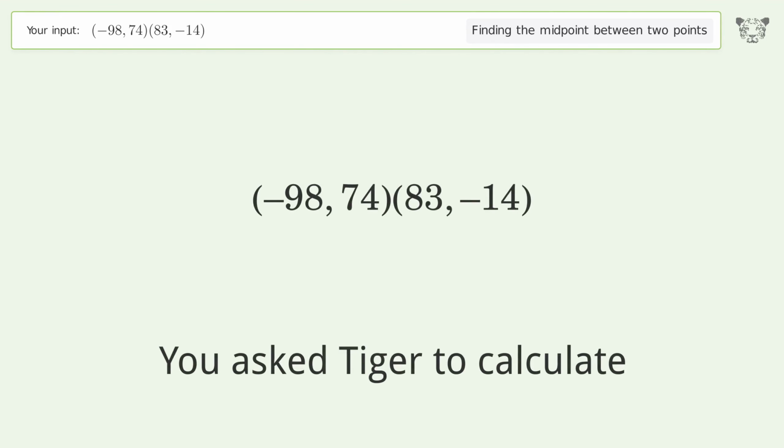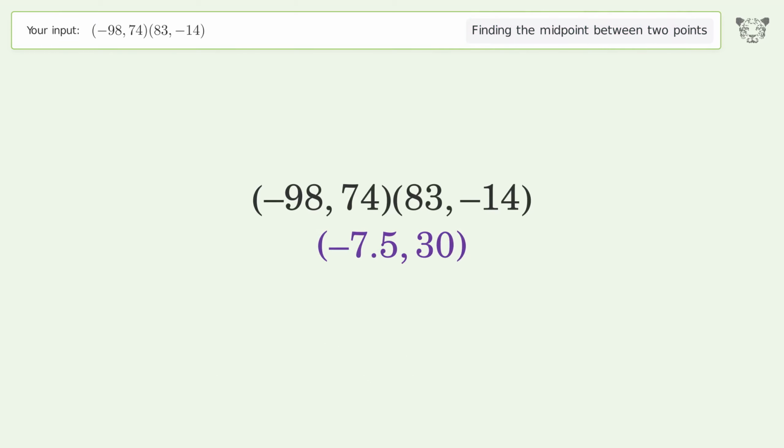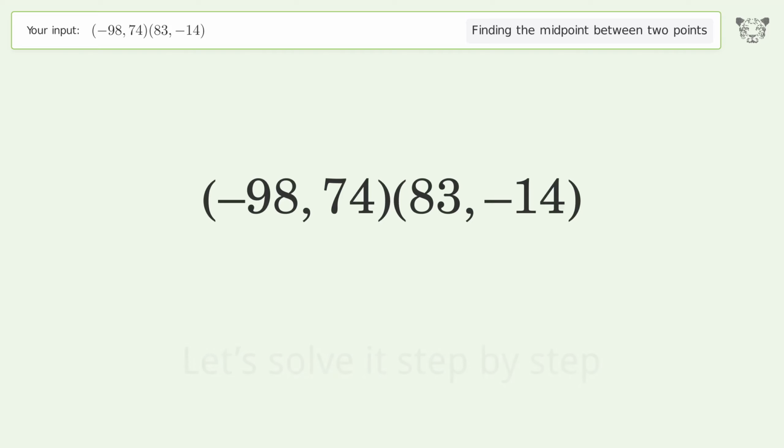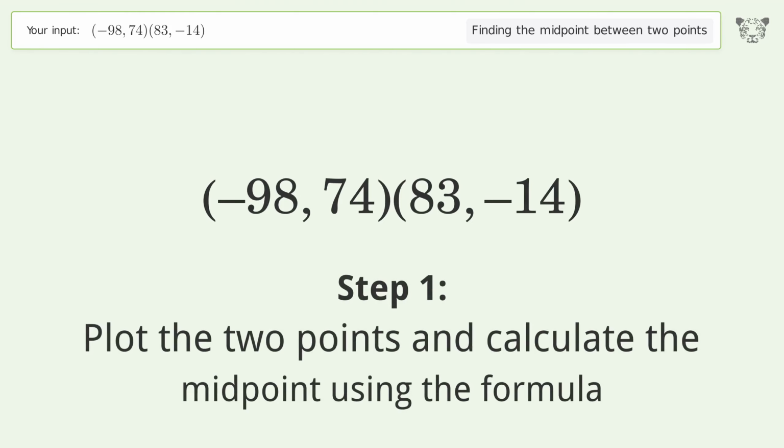You ask Tiger to calculate. This deals with finding the midpoint between 2 points. The midpoint between the 2 points is negative 7.5, 30. Let's solve it step by step. Plot the 2 points and calculate the midpoint using the formula.